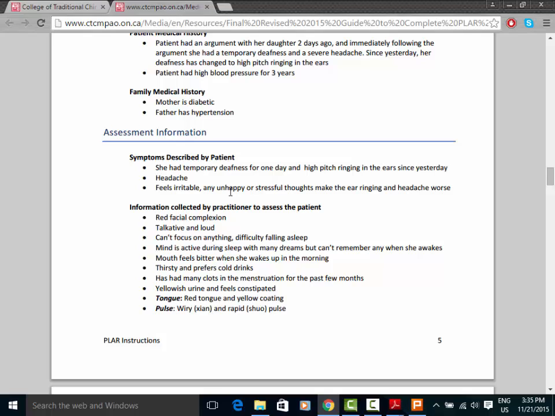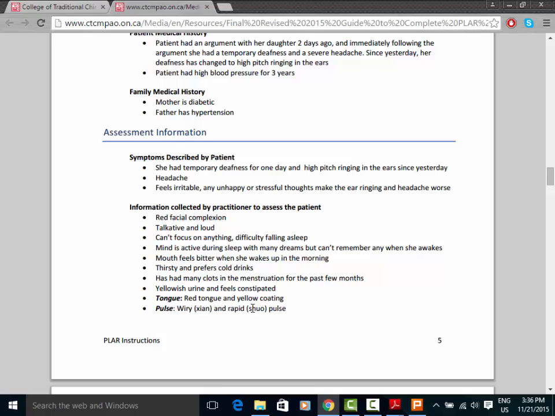Many clots in the menstruation, right? Some stagnation. Likely here, it's connected to the liver, which regulates menstrual blood. Okay? So here's an example of what I recently didn't look at, but I did when this first came out a long time ago. I would probably not discuss that symptom because I'm not treating it.